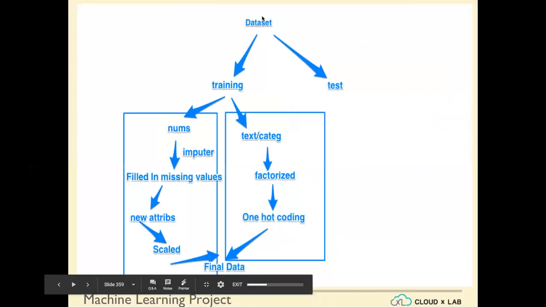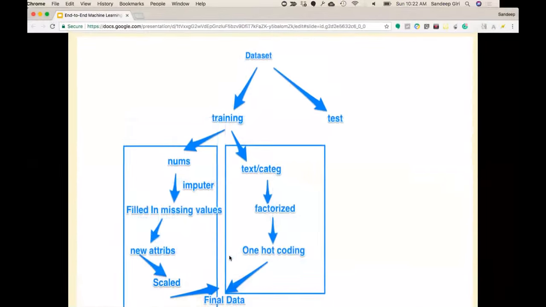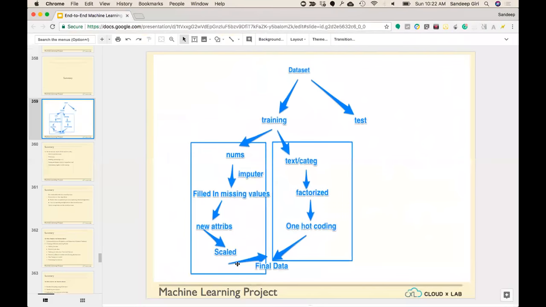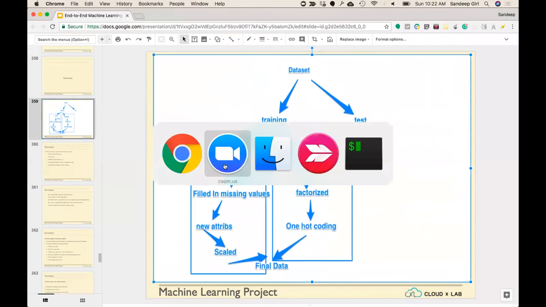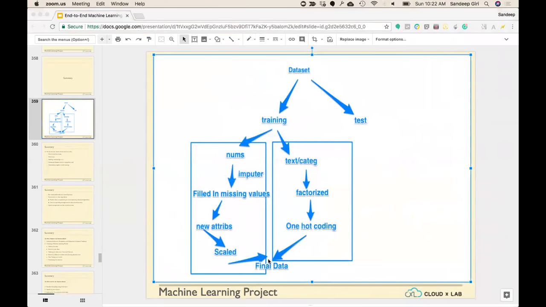We took a data set and split it into training and test. On the training set, we filled the missing values, added new attributes, then we scaled it. Then on the text category data, we did a factorization, then we did the one hot encoding, and then we got the final data. From the final data, we executed grid search and random search. Those are the general strategies of solving most of the supervised machine learning problems.